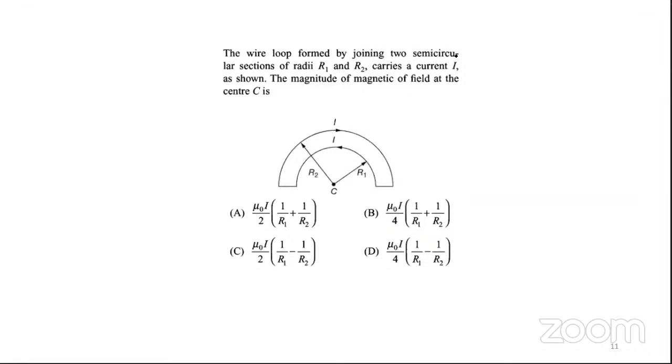The wire loop formed by joining two semicircular sections of radii R1 and R2 carries a current I as shown. The magnitude of magnetic field at the center C is.